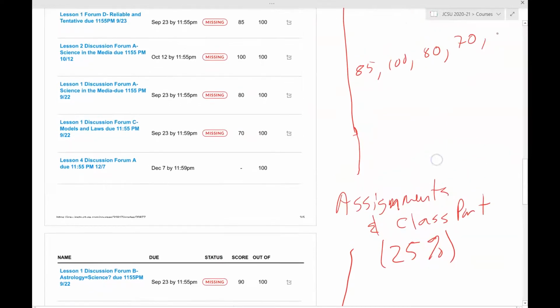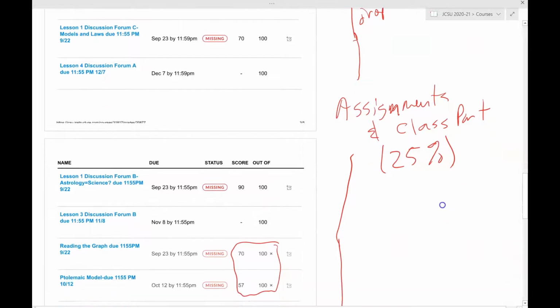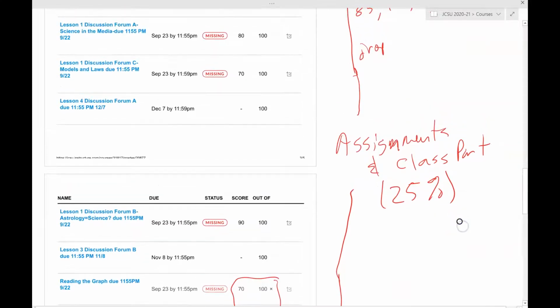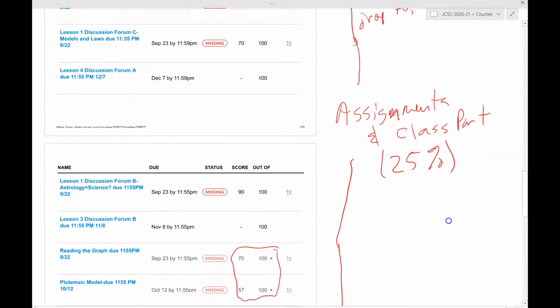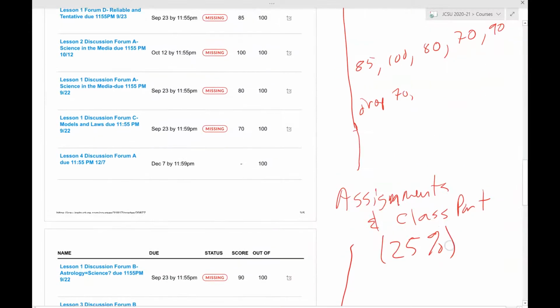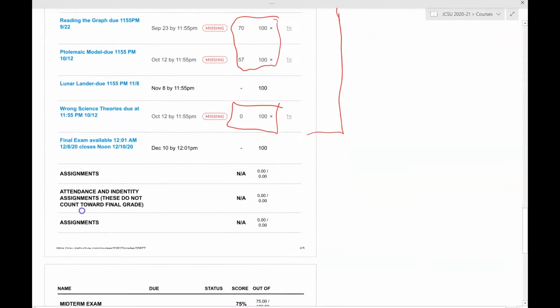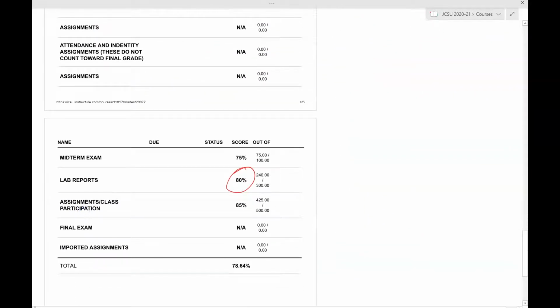and 90, and then we dropped down here a 70 and a 57 and a 0. Okay, and that's a 0. So, if you add up 190 and 85 and 80 and 70, all that together, divided by 5, that should come up with the average down here, which was about 85%.